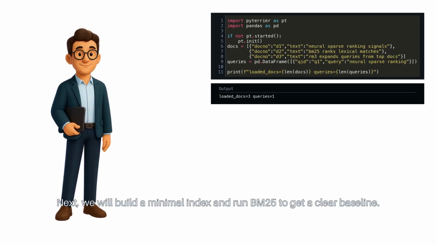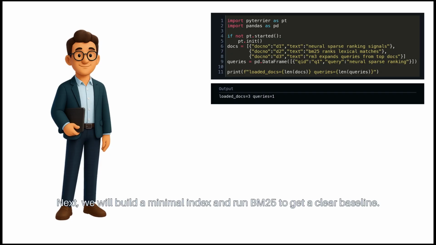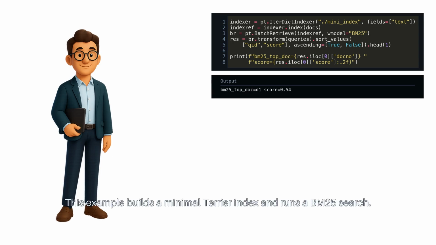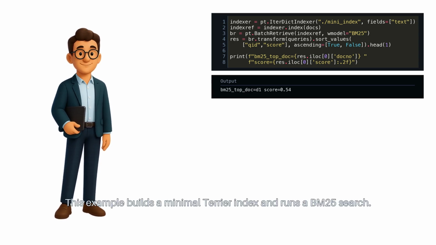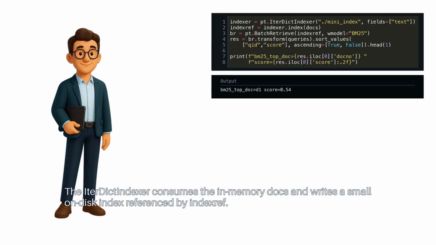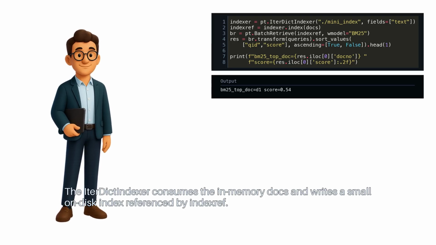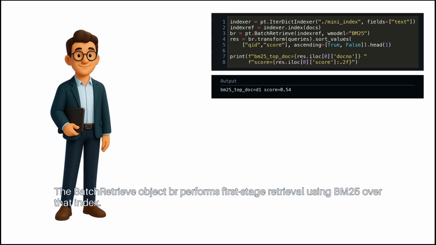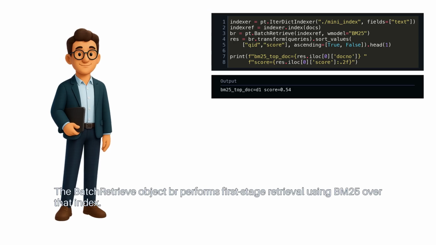Next, we will build a minimal index and run BM25 to get a clear baseline. This example builds a minimal Terrier index and runs a BM25 search. The IterDictIndexer consumes the in-memory docs and writes a small on-disk index referenced by IndexRef. The batch retrieve object, BR, performs first-stage retrieval using BM25 over that index.